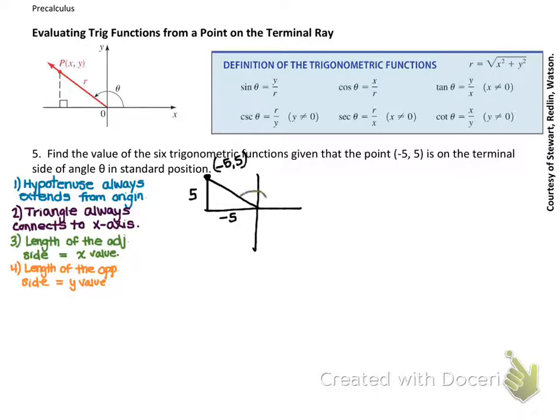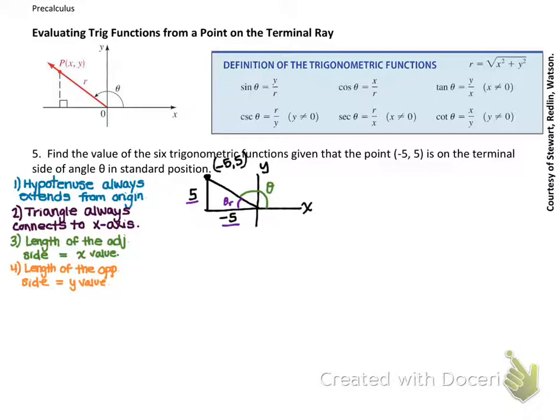This is our theta, and then the reference angle that we just learned about is right here. So I'm going to say theta r. Okay? So from that angle, the opposite is always the y value, which is 5, which is true, and the adjacent is always the x value, which is negative 5, which is true. So the first thing we need to do is find the hypotenuse. Just going to give myself a little bit more room.